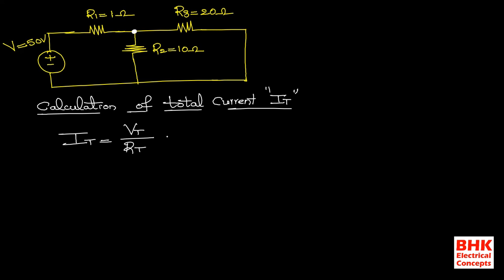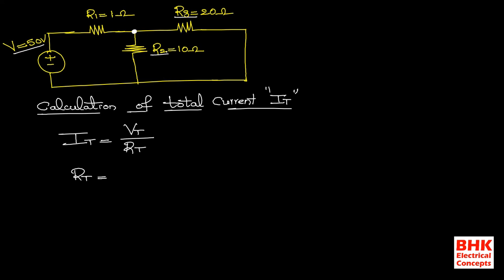Now see here, Vt is the total voltage, that is we are applying 50 volts. The Vt value is 50 volts, but we don't know exactly the value of Rt. So in order to find this particular Rt, we are going for the calculation of equivalent resistance available in the network.